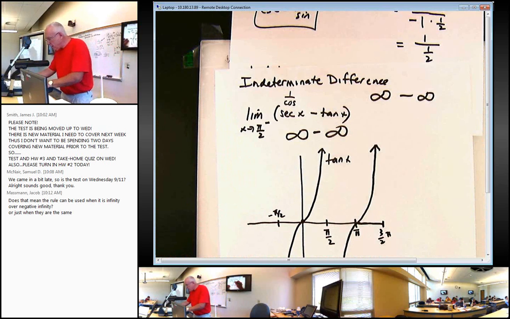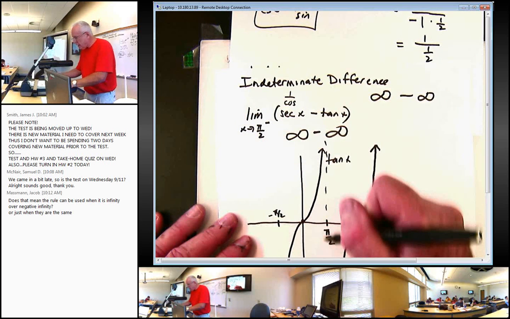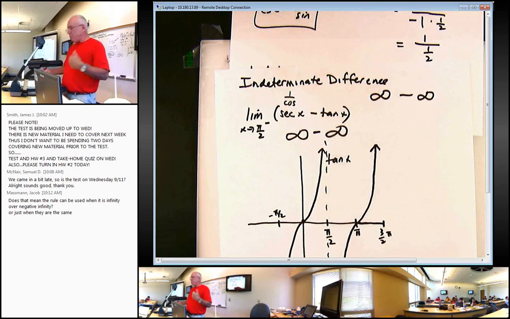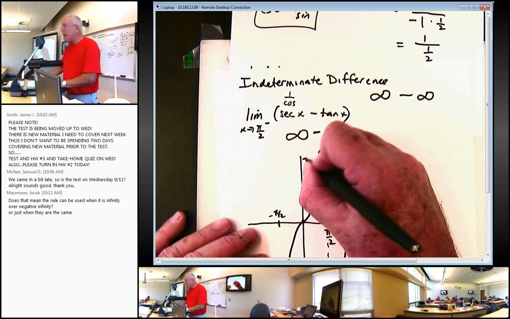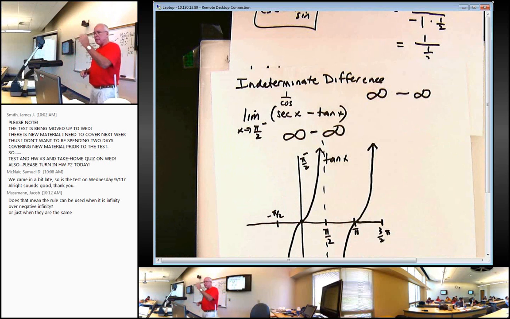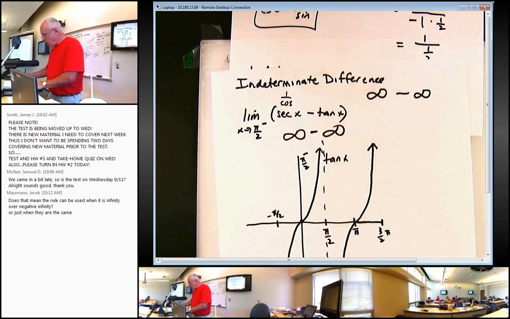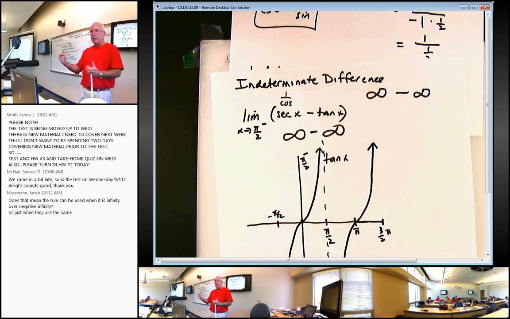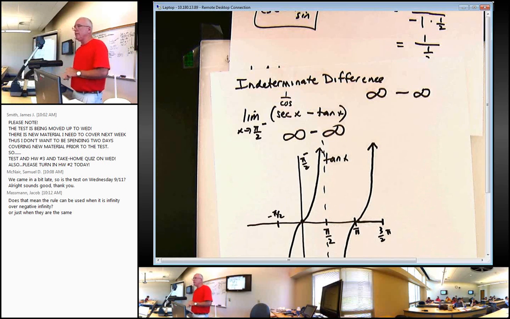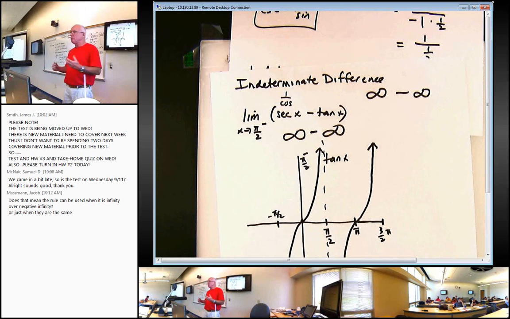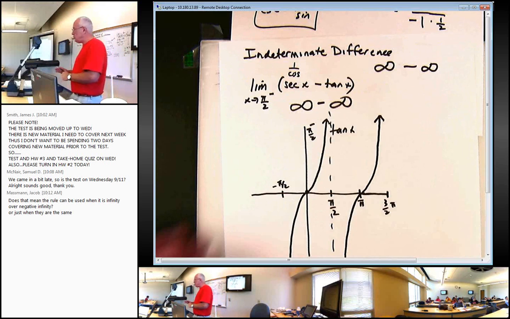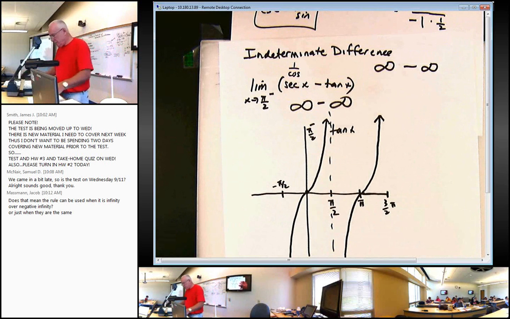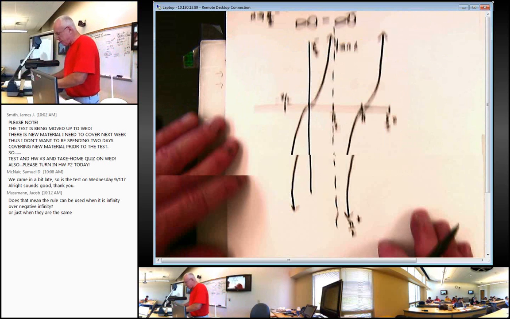So you see right here, let's draw a little vertical line at pi over 2. From the left side, from pi over 2 with a minus in front of it, that's going to go to plus infinity. Over here, as we're heading to pi over 2 from the other side, it's going to go to negative infinity. Does that help a little bit with refreshing what that tangent graph looks like? Okay. Here, let's get back to this problem then.